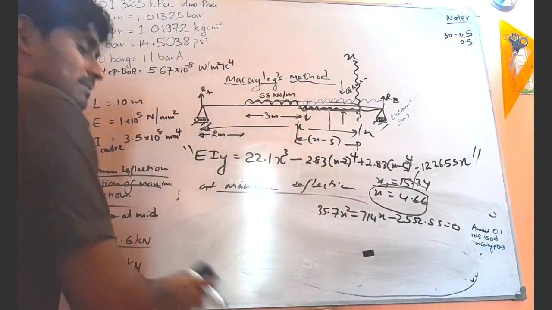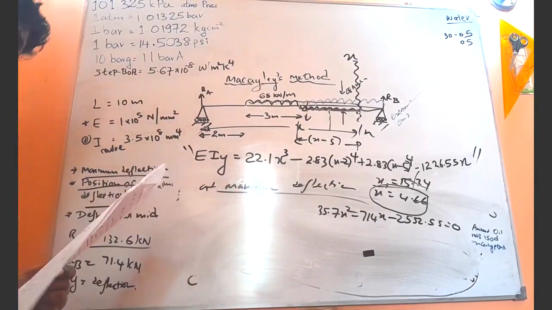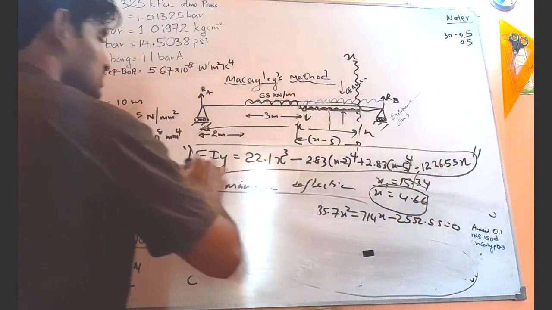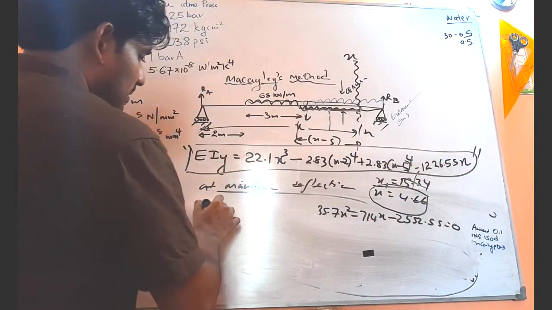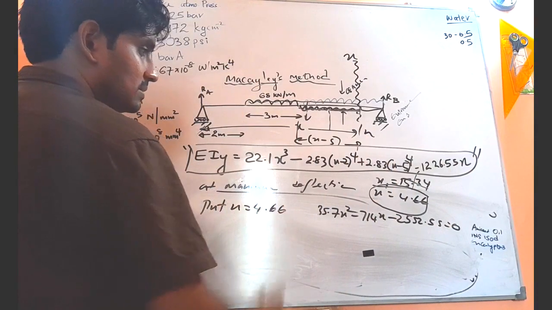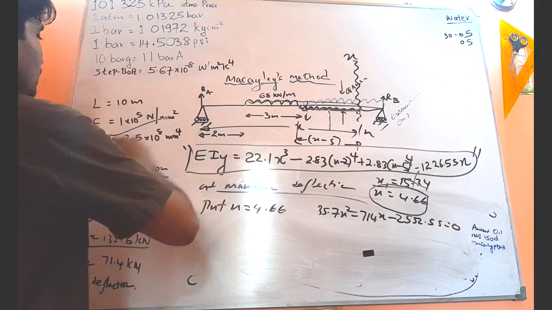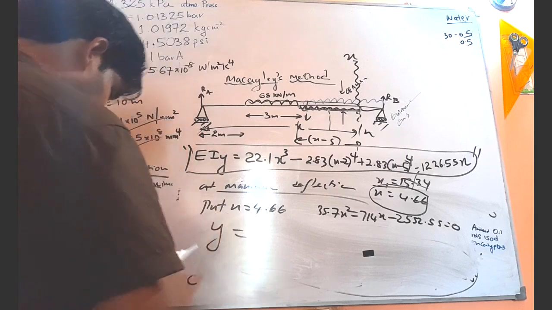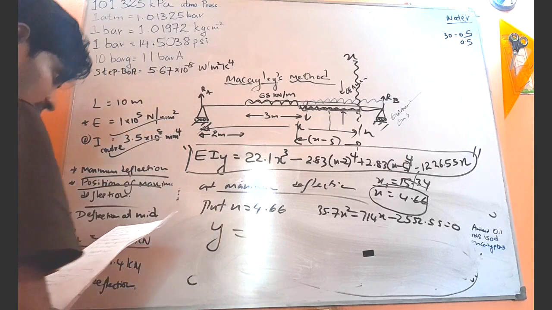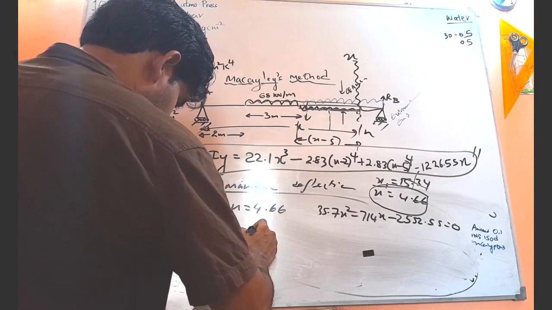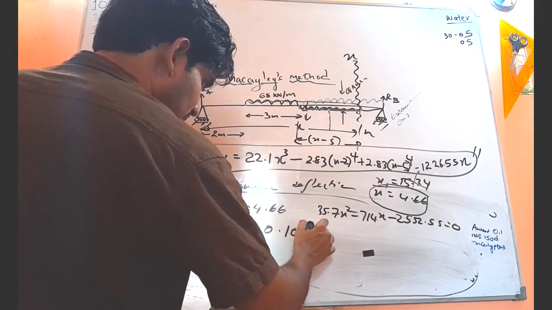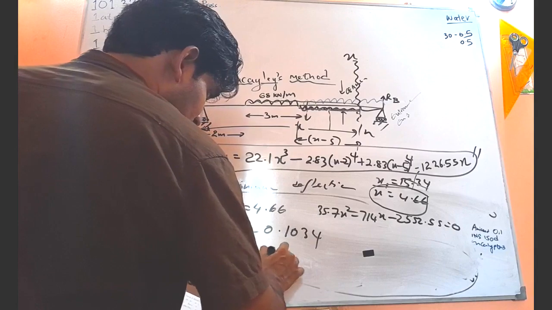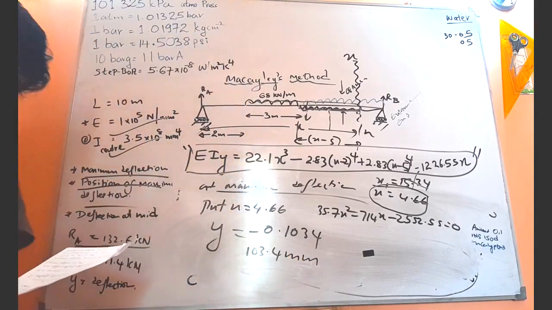The next thing is to find the maximum deflection. You know where the maximum deflection occurs, so then use this equation, EIy equals that. Put x equals 4.66, right? The value for E you know, the value for I you know, right? If you put that, I am only giving the answers, you go and check. You will be getting y equals minus 0.1034. Minus 0.1034, that means 103.4 millimeters of deflection, right?